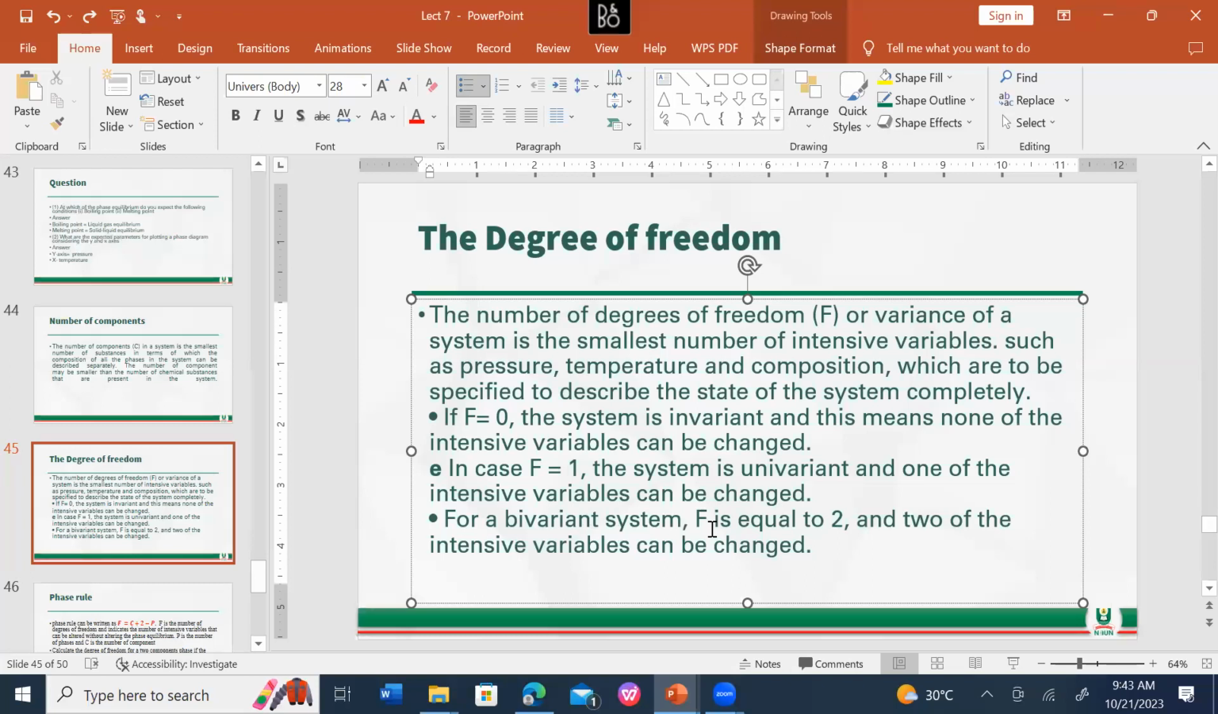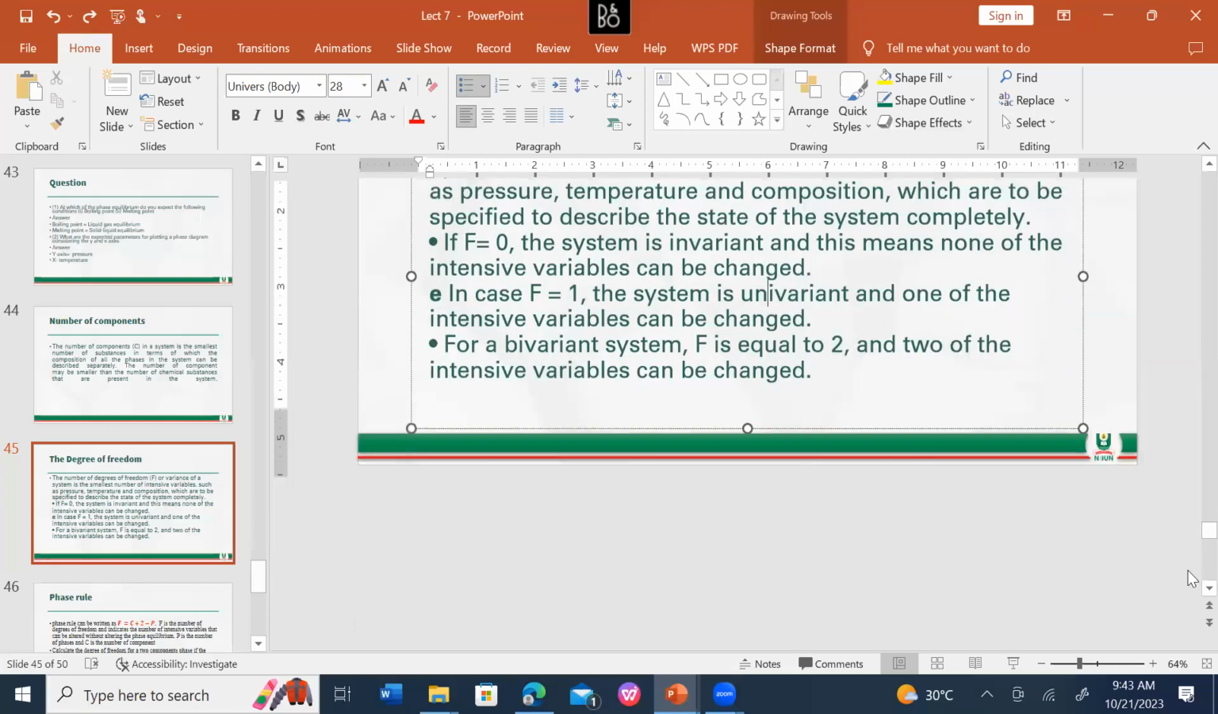And when F is equal to 2, we call it bivariant. And that means 2 of the intensive variables can be changed. You can change both temperature and pressure without affecting the phase.